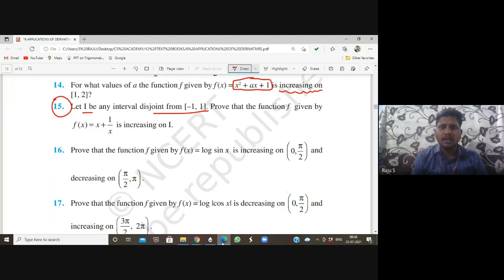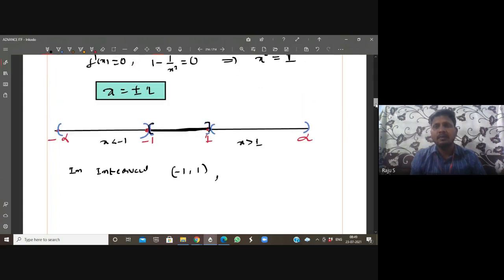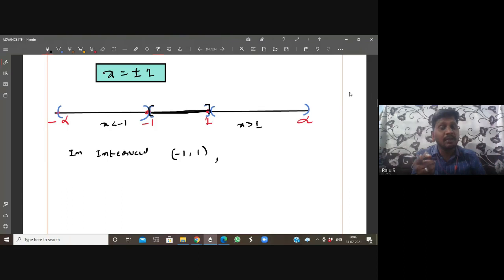See students, they gave closed interval minus 1 comma 1, but when you want to take the interval, you should take open interval. Why do we want to take open interval minus 1 comma 1, why can't we take closed interval? Anyone? To check the f dash of x values, always we take the open interval. We should not take closed. The reason is, if you want to check the differentiability condition, always check in open interval, because in mean value theorems we observed already. Mean value theorem, it is continuous in closed interval, but differentiable always we check in open interval.